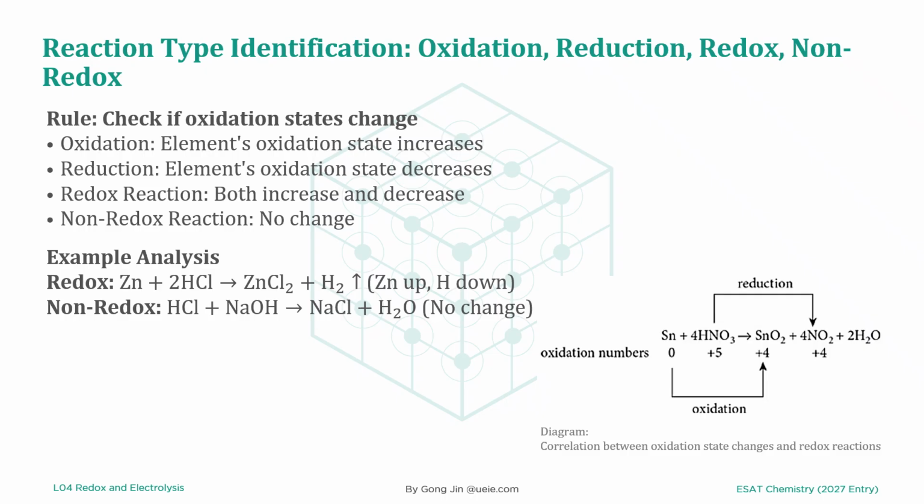Now that we know how to calculate oxidation states, let's classify reaction types. The rule is straightforward. If oxidation states change, it's a redox reaction. If not, it isn't. Let's test this. Take zinc reacting with hydrochloric acid. Zinc's oxidation state rises while hydrogen's falls. Clear changes. So this is a redox reaction.